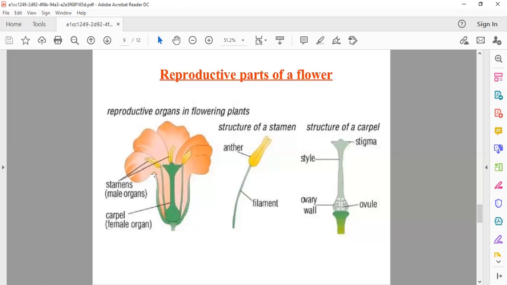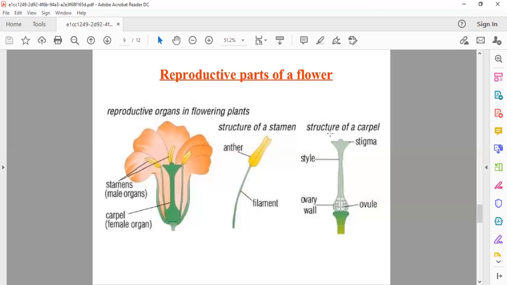Next, the stamen is further divided into two parts. We have said that it is a male organ, and this stamen is divided into two parts. The upper part is known as the anther, and this lower slim tube-like structure is known as the filament. And the anther has pollen grains inside it.